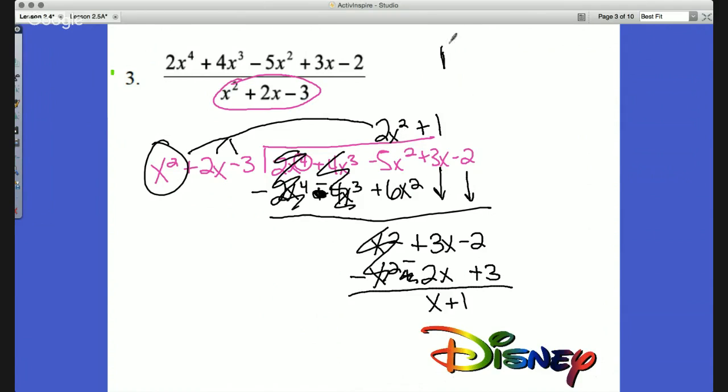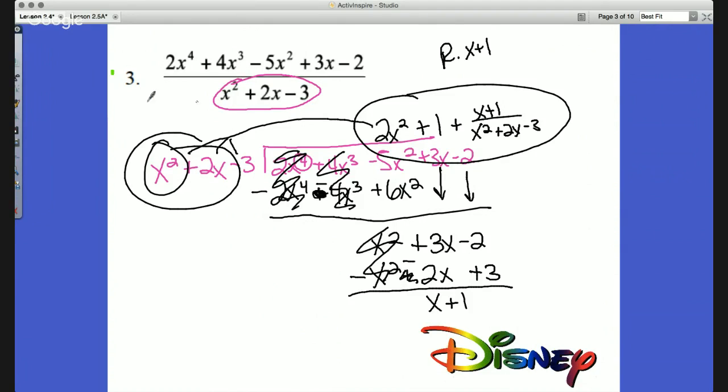So you could do this one of 2 ways. You could either say remainder of x plus 1, or better yet, let's put plus x plus 1 all over whatever's on the outside. So x squared plus 2x minus 3 would be my answer, okay? Again, hopefully that helps you out there. That's kind of what we're doing.